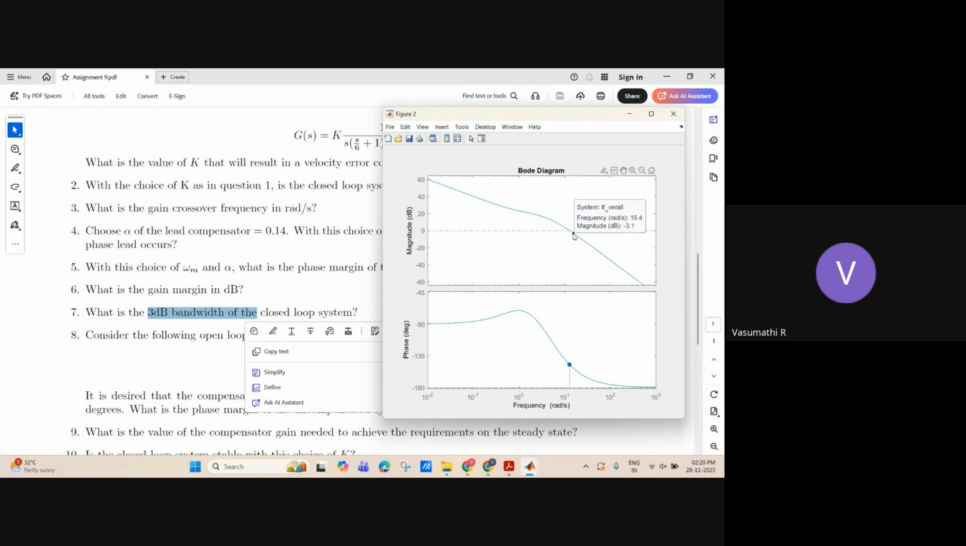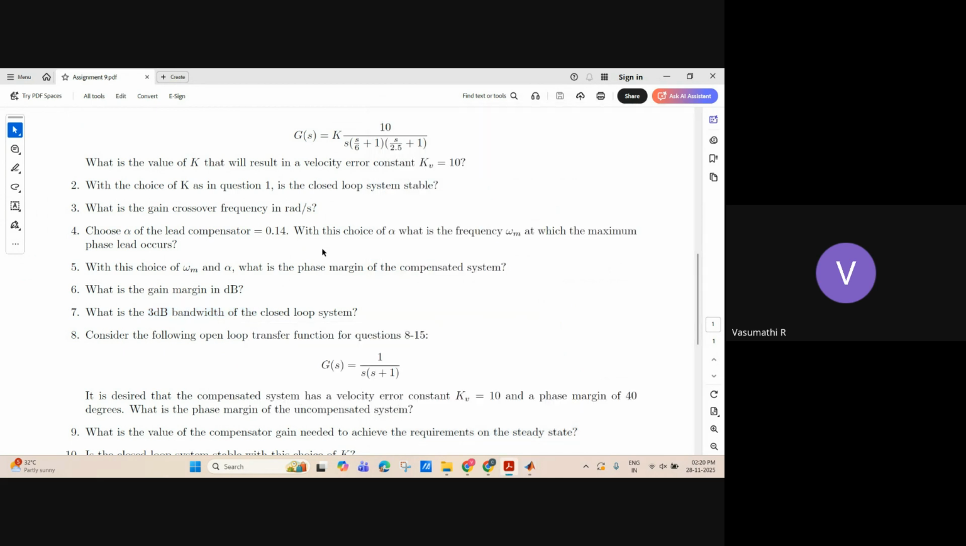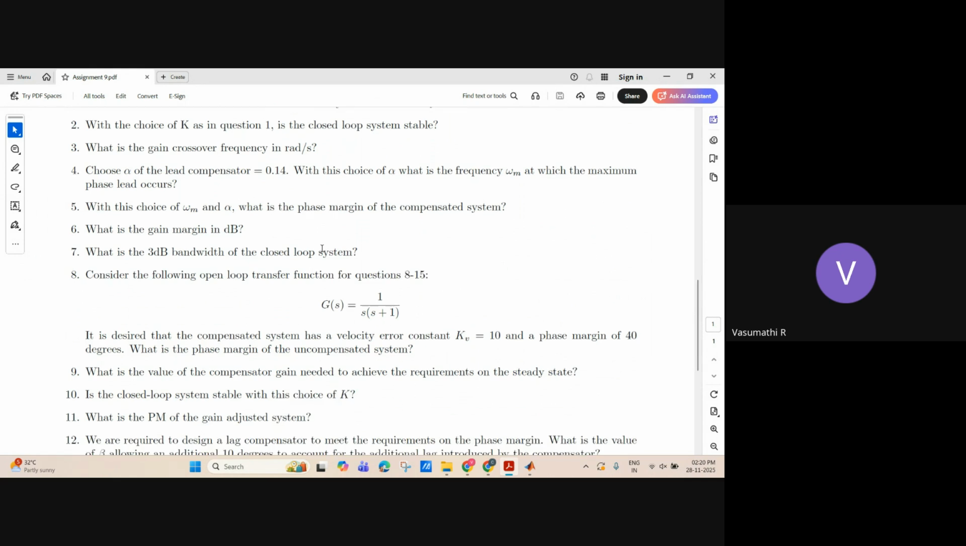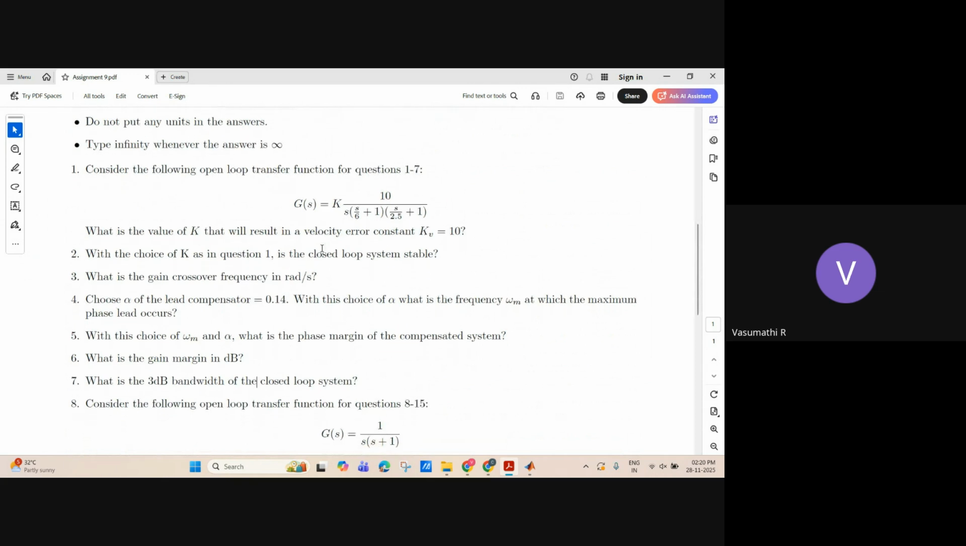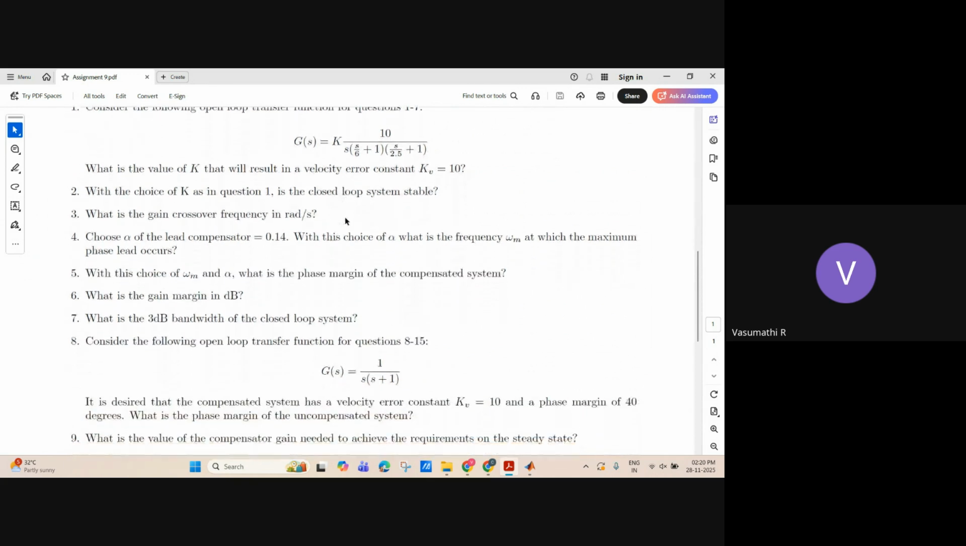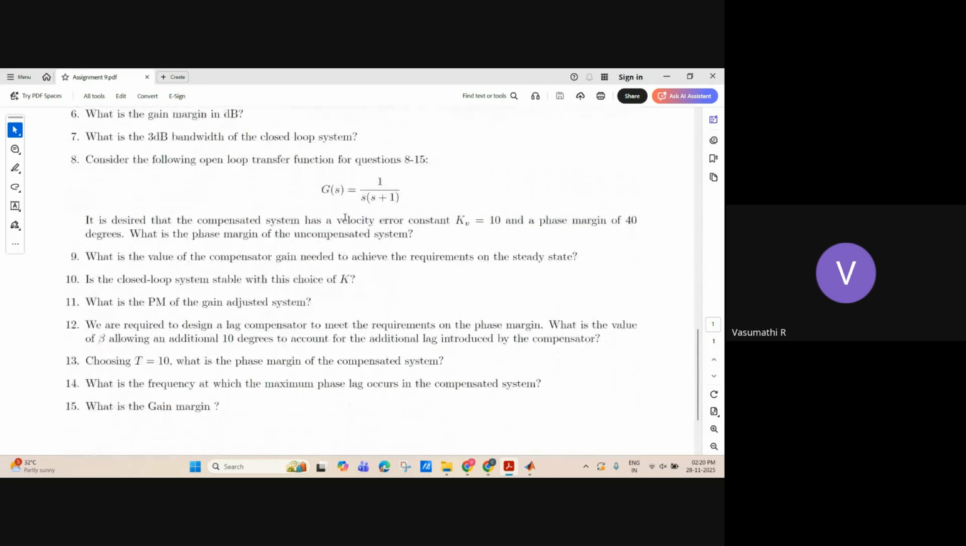Around 14, 15.2. No, okay, around 15. I'm going to take that as the bandwidth. 15.4, around 15 is your bandwidth. That's it. We have solved question 1. So type infinity whenever the answer is here. That's it.